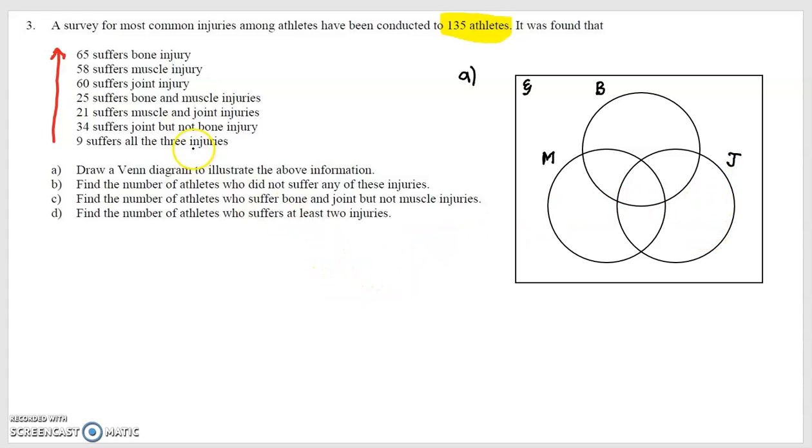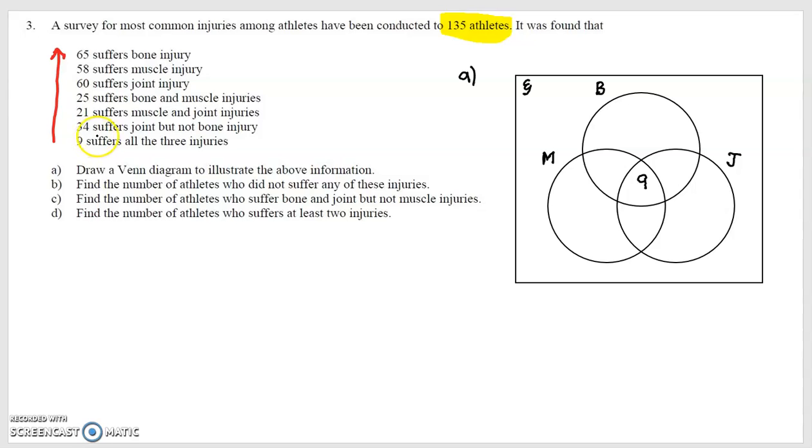So next, what we have to do is we start with the bottom information. 9 suffer all the 3 injuries. So ada 9 dia pernah mengalami ketiga-tiga kecederaan. So 9 is the center. See? So sini adalah 9. So kita akan mula dari bawah.